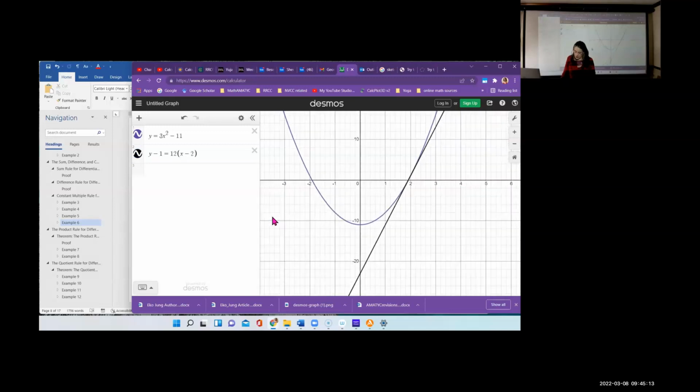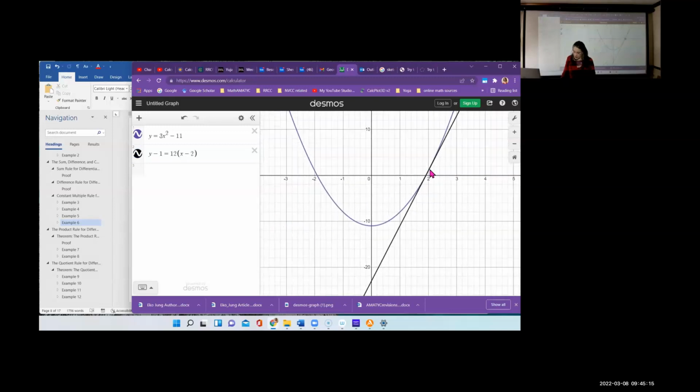So do you see that it is tangent at that point right there? If I can find it right there at (2, 1). The line is barely skimming along the surface of this parabola and barely touching it at that one point. So it's tangent to it.